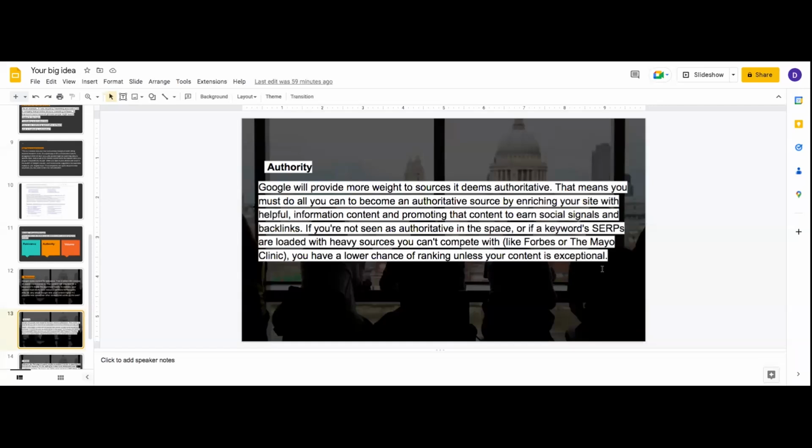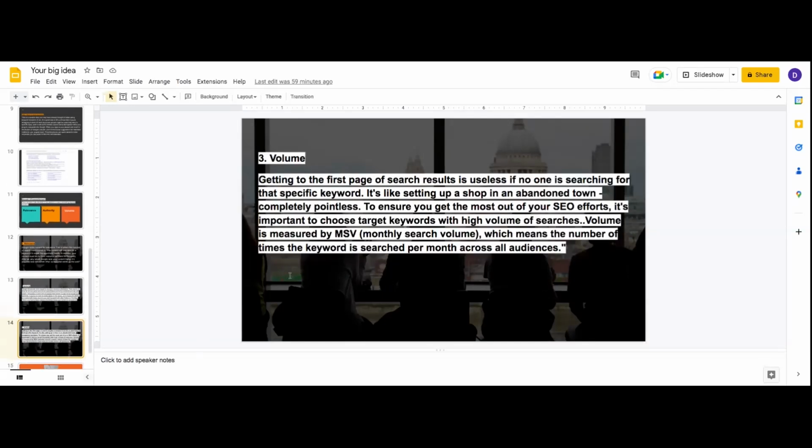By the time you start writing, you start understanding these search terms, and the more research you do, the more you understand as well. So the next one is volume. Getting to the first page of search results is useless if no one is searching for the specific keywords. It is like setting up a shop in an abandoned town, completely pointless. You want to set up a shop in a deserted town without people in it? It doesn't make sense. The same thing applies to writing content.